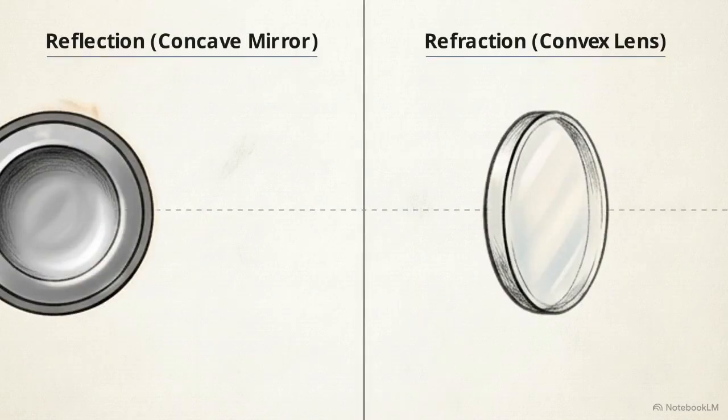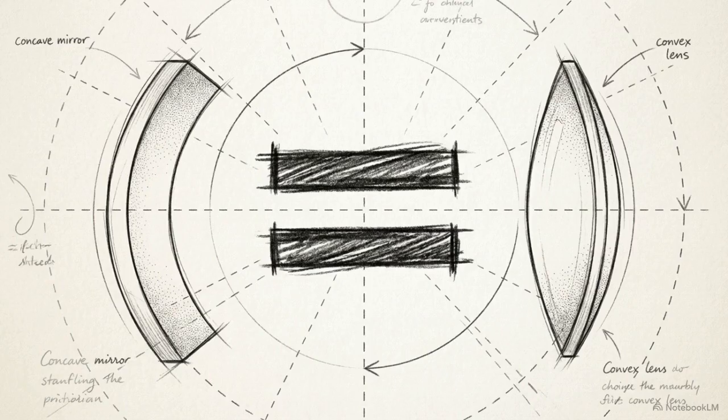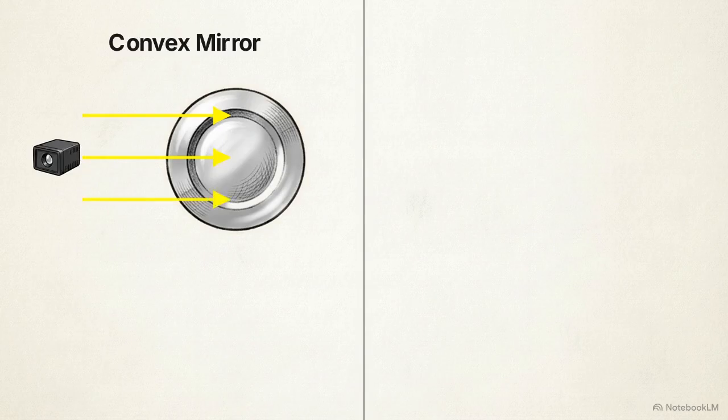Geometrically, the concave mirror and convex lens are twins. Even though they use different materials, they both force parallel rays to meet at a real focal point. When 2 optical tools share the same behavior, like convergence, they are functionally identical. This brings us back to our convex mirror, which, as we've seen, is defined by its ability to diverge light.